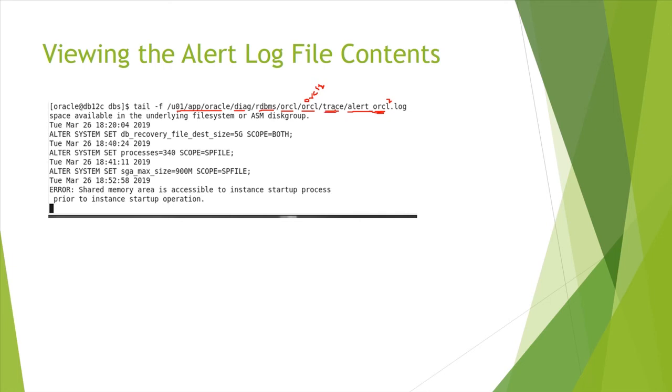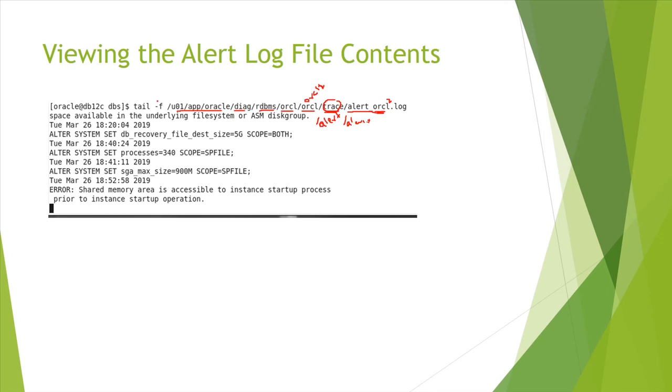The alert log file is a text file, so to view the content of the alert log file, you can use any text editor you want. Under the trace directory, there is a text version of the alert log file, and under the alert directory, there is an XML version of the alert log file, which is called alert.xml. Under trace is the text version. Under the alert directory is the XML version of the alert log file.